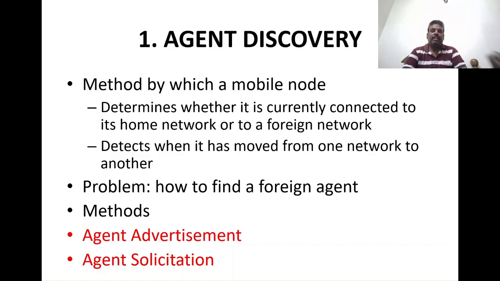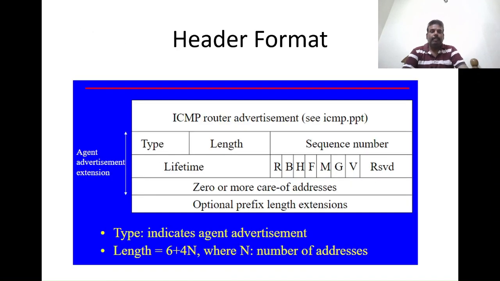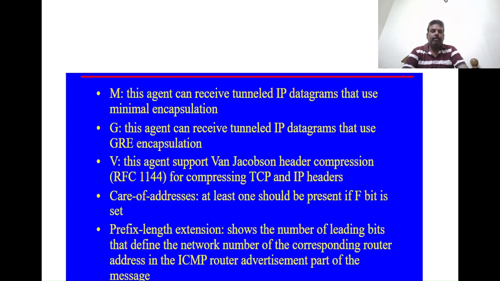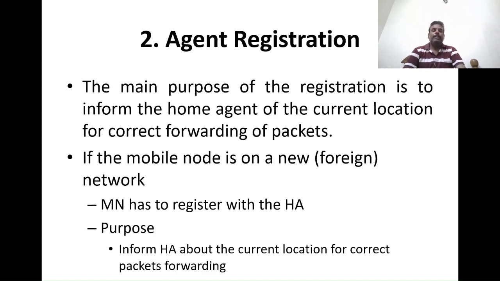Only after registering with the foreign agent is the mobile node able to start its data transactions, right? So you have to study in depth, then only you can understand this topic. The second is agent registration. After finding its location, my mobile node has to be registered with the particular agent. Then only can I start my data transactions.